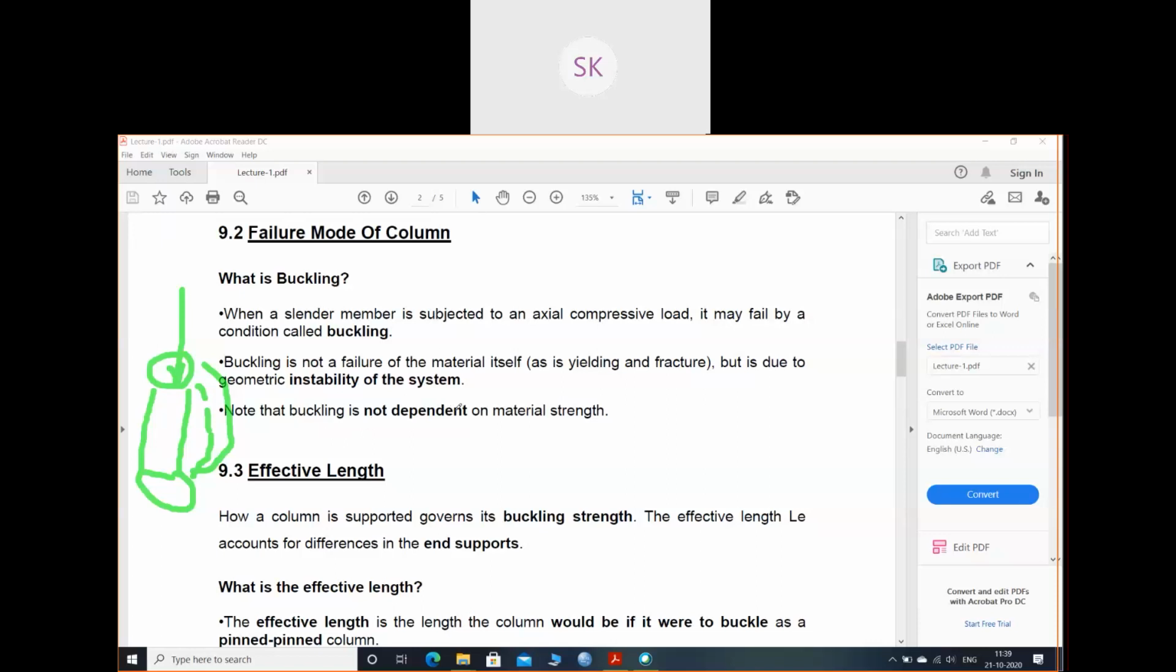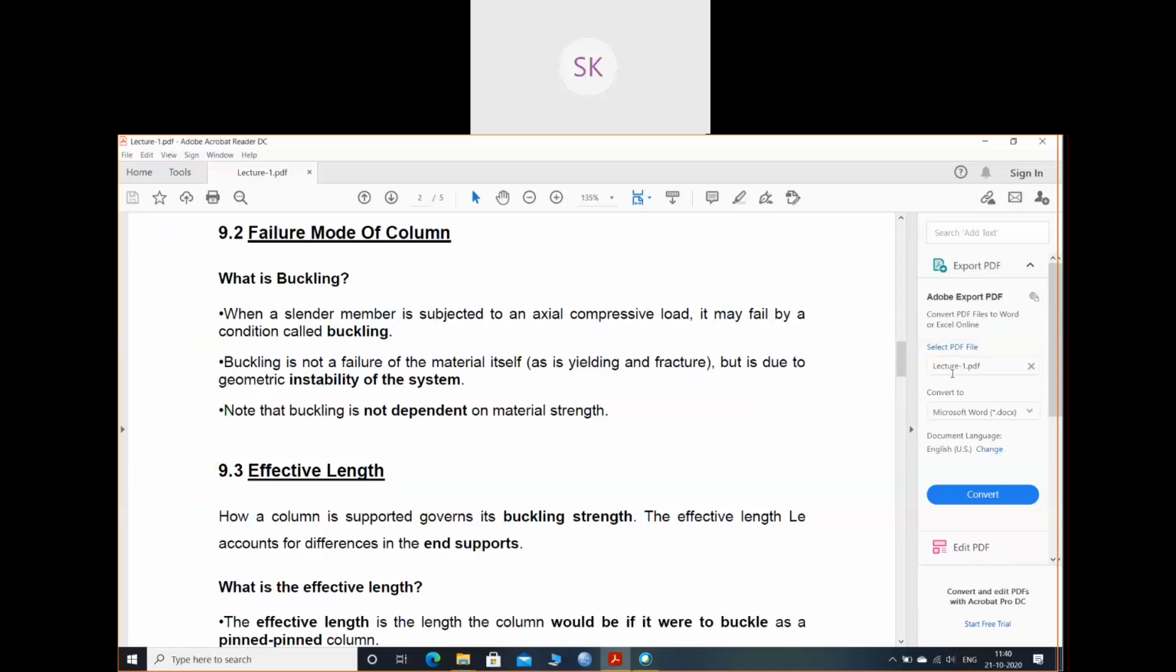Note that buckling is not dependent on material strength. That is the point: buckling is not dependent on material strength. These kinds of small important points can come as 1 mark questions, like: buckling of material is dependent on, or is independent of. So you have to tick the right answer, which is that it is not dependent; you can write independent of material strength.